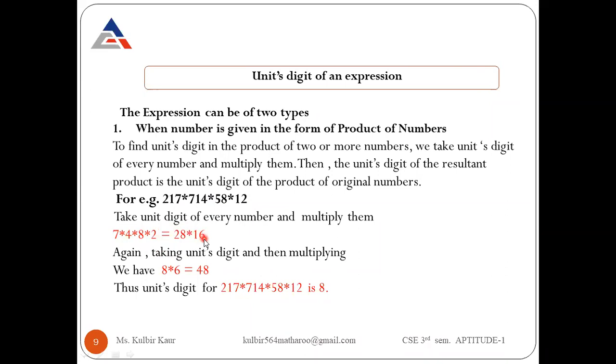But this is not our answer. Again, we shall consider the unit digits of these two numbers. The unit digit of 28 is 8. And what is the unit digit of 16? This is 6. 8 into 6 equals 48. We have to repeat this process until we get a single digit. So now we get 48. What is the unit digit of 48? This is 8. So we can say 8 is the unit digit of this given expression.